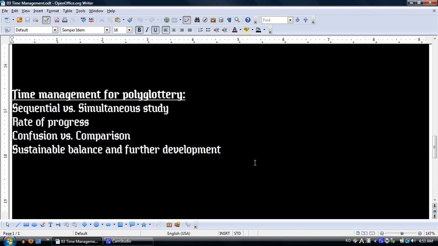And so I think the question of sequential versus simultaneous study for polyglotry should depend more than anything else on the nature of the languages that you're studying. Let's say you want to learn Spanish and Italian, or Japanese and Korean. In these cases, because Spanish and Italian are genetically related and very close in their structure and grammar, it would not be a good idea to start studying at the same time.